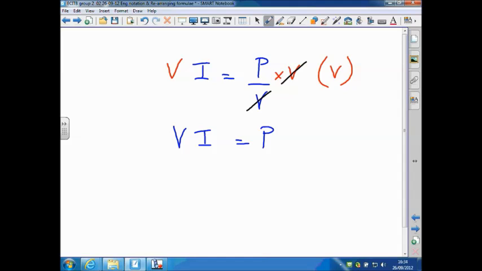But now I'm after V, so divide both sides by I, and I now have that the I's cancel. So V equals P over I. So that's a useful trick. If the thing that you're trying to isolate is underneath, often multiplying through by that will get it to the top on the other side.